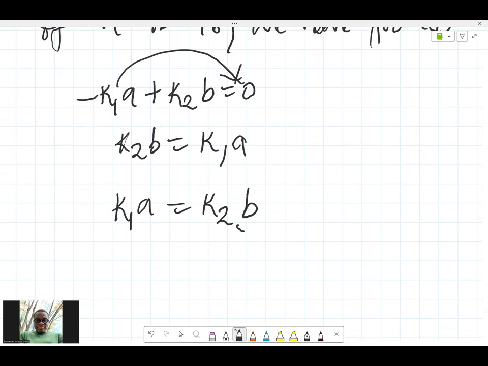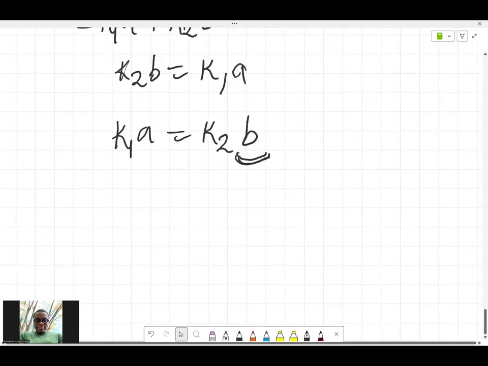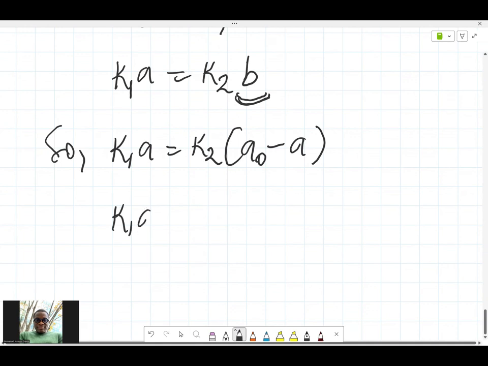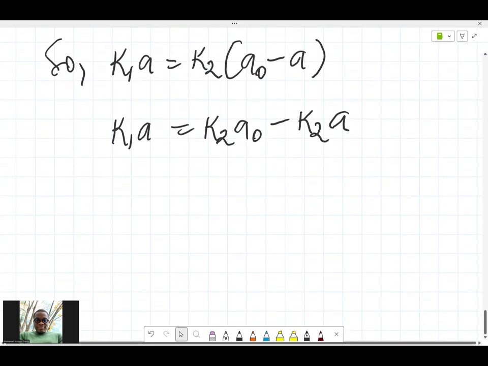Now, for this to happen, B is actually derived from the difference between the initial concentration and the current concentration. So we can have K1A equals K2 (A0 minus A), the initial concentration minus the concentration currently. So now we can look for A here. K1A equals K2A0 minus K2A.